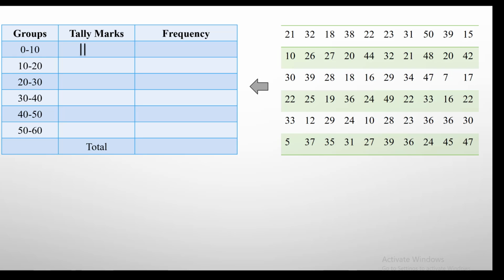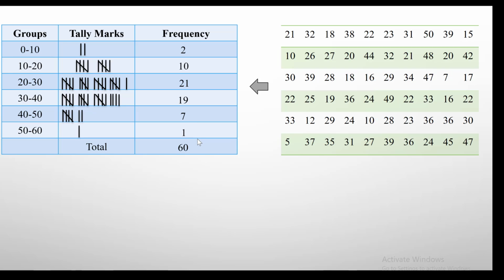0 to 10, 2. 10 to 20, 10. 20 to 30, 21. 30 to 40, 19. 40 to 50, 7. And 50 to 60, 1. Total: 2 plus 10 plus 21 plus 19 plus 7 plus 1 equals 60.